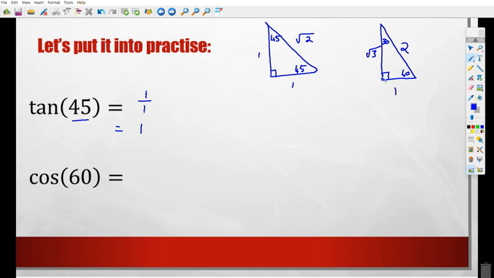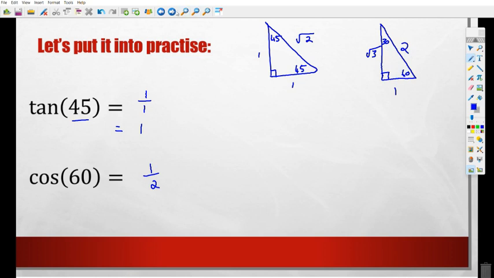So cos of 60, we know that cos is adjacent over hypotenuse. Here's the 60 degrees. I'm looking here. So it's adjacent over hypotenuse, which is 1 over 2. Nice and easy.